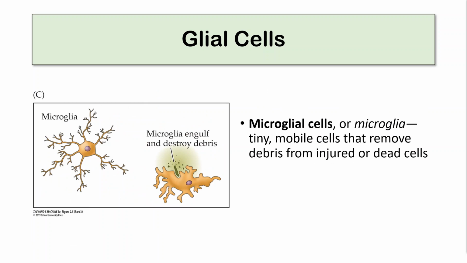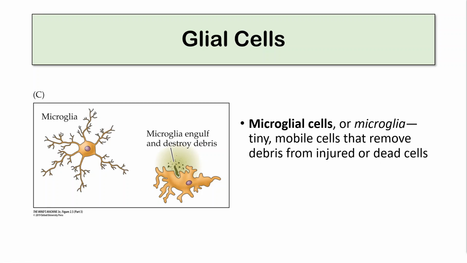Another type are called microglia. Microglia are involved in the removal of debris from injured or dead cells. More recent discoveries in the neurosciences show that microglia and dysfunctions of microglia play a significant role in certain disorders like Alzheimer's disease. So if these specialized cells are damaged in a certain way, then they're unable to remove debris from the nervous system, and negative consequences occur.